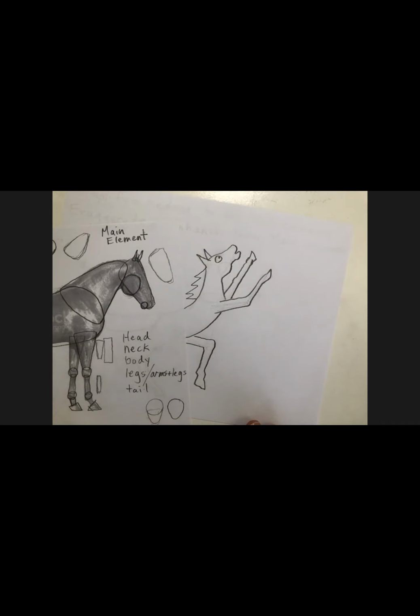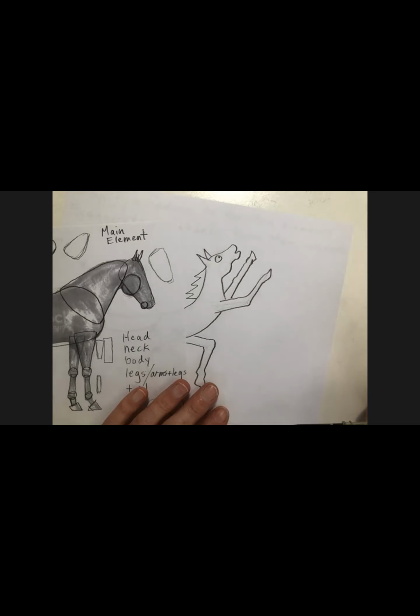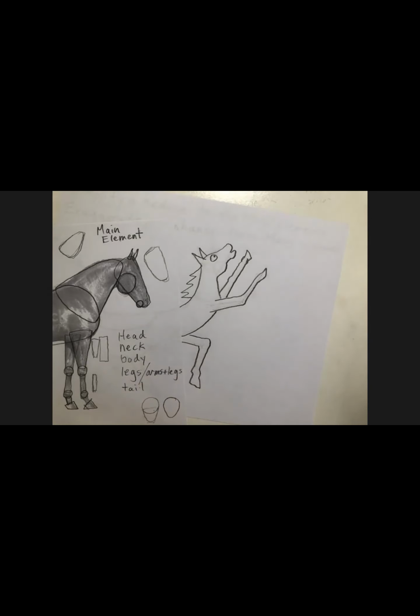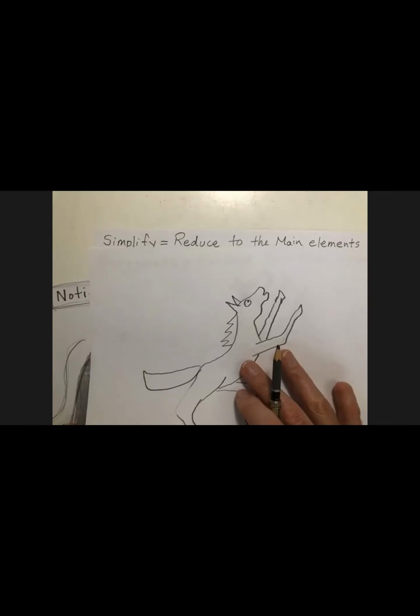All right, so let's take some time. What I would like you to do is pick something to simplify. This is not just with animals. This can be with anything, like a tree. You can do the same thing with a tree. We take a tree, reduce it to the main elements, and exaggerate parts of the tree to enhance those main elements, okay?